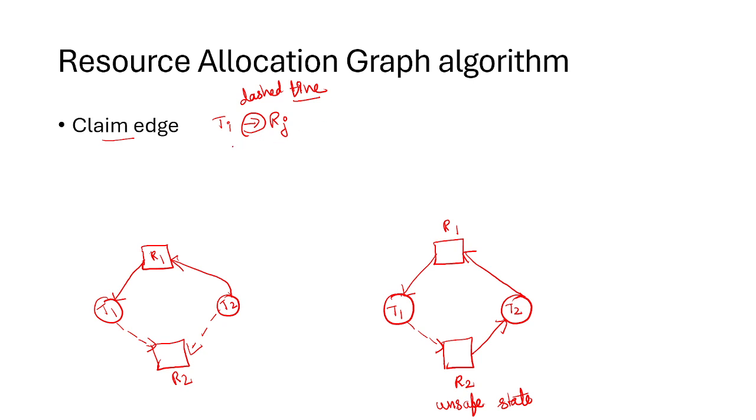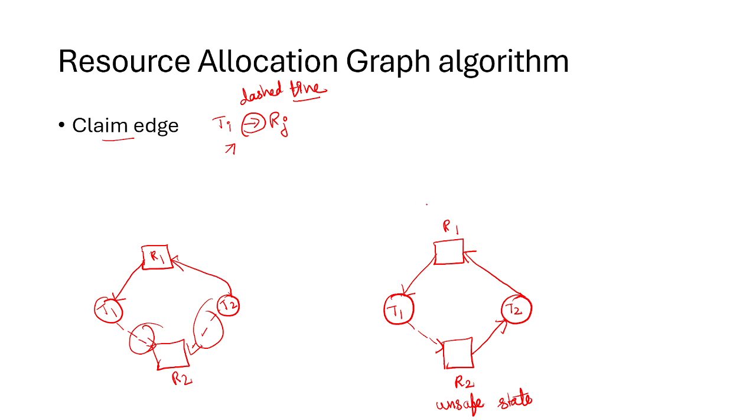Before thread Ti starts its execution, all its claim edges must already appear in the resource allocation graph. Consider this example. In future, the thread T1 may need the resource R2. Like that, the thread T2 also may need the resource R2. These two edges are claim edges. So in the resource allocation graph itself, we need to keep the claim edges.